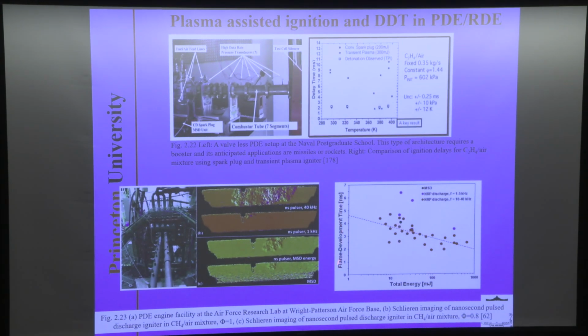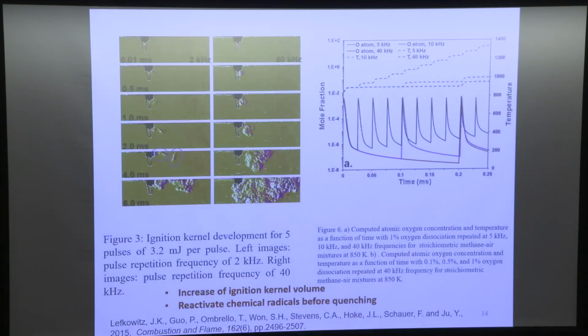So what it shows is the development time of the flame compared to the energy input. You have more energy input in terms of nanosecond discharge compared to the spark discharge. The flame development time is getting shorter and reduced with the energy increase because you have less heat losses.